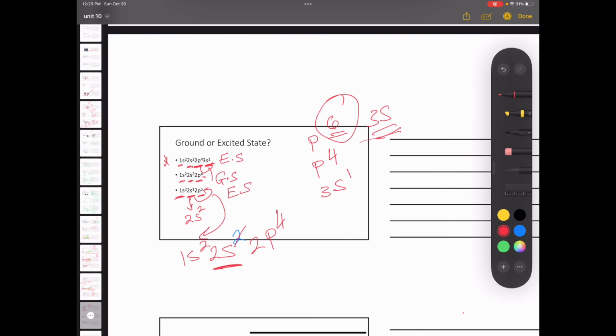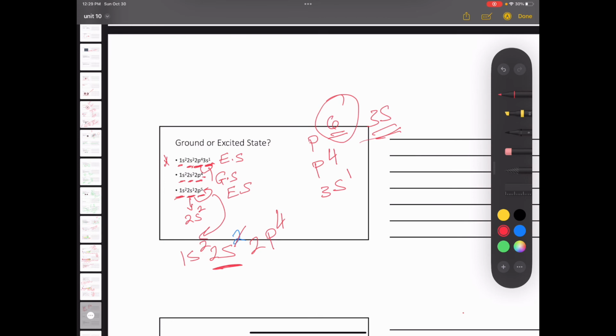So how do you determine if it is a ground state or an excited state? You look for partially full orbitals, against what we have been talking about in terms of Hund's rule and the Pauli exclusion principle. Once you see any electron configuration that does not conform with any of the rules that we went through, that means it is an excited state. If it doesn't, that means it is a ground state. It is a stable electron configuration.